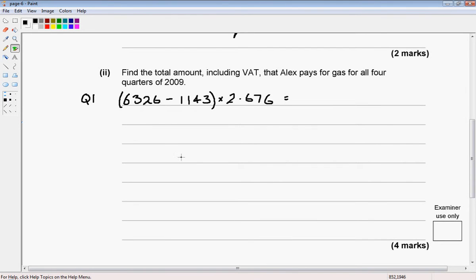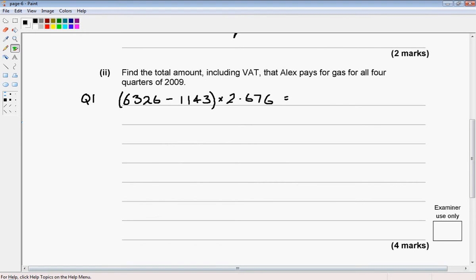Okay, so we get to part 2. Find the total amount including VAT that Alex pays for gas for all 4 quarters of 2009. So this is just repetition. Now we know that for the 1143 units, the first lot of units that he uses, he pays £42. Now the remainder he pays on a different rate.